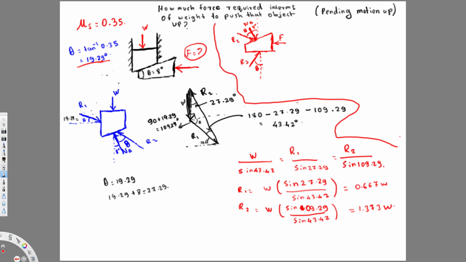Now I can use the same method I used here to find F in terms of W. To do that I have to form a triangle related to R2 and R3. So let's do that. This is going to be F in this direction, and we are going to have R2 acting downside. Also we have R3 acting in this direction.